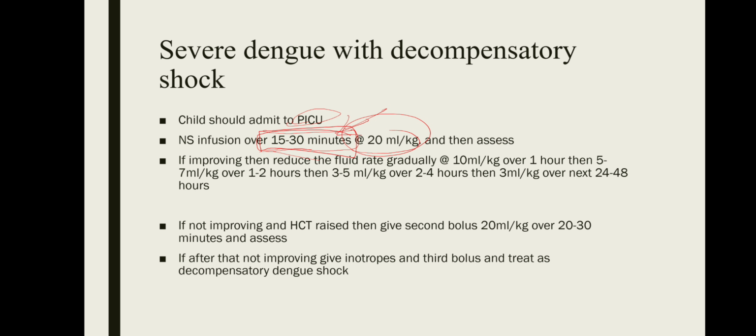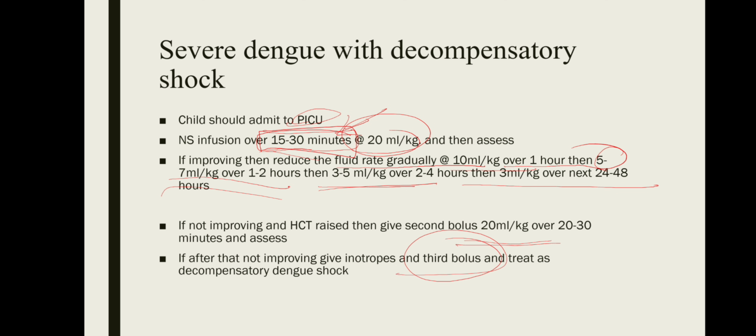If there is no improvement, then we have to give a second bolus dose over 20 to 30 minutes and assess. But if there is improvement, the vital parameters are improving, and the hematocrit is going down, then we reduce the fluid rate to 10 ml per kg over 1 hour, then 5 to 7 ml per kg over 1 to 2 hours, then 3 to 5 ml per kg over 2 to 4 hours, then 3 ml per kg over the next 24 to 48 hours.